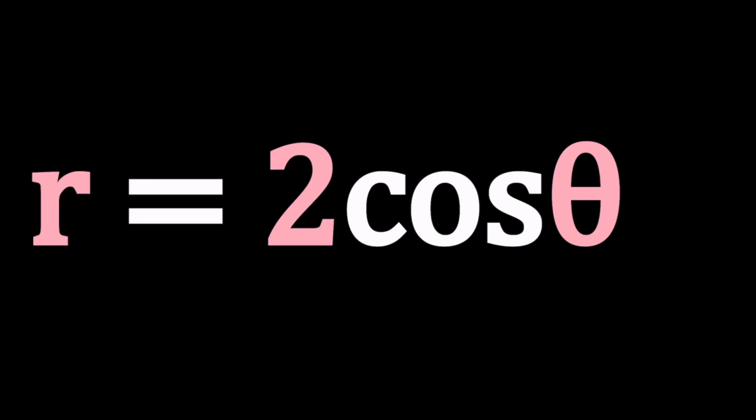This channel is all about complex numbers, and in this video we're going to be solving a locus problem. So we have r equals 2 cosine theta, and we're going to try to graph the set of points that satisfy this equation. What are we talking about?